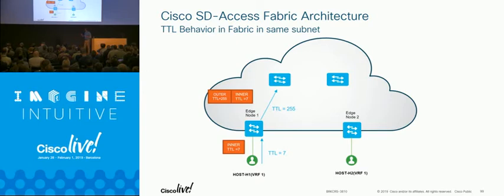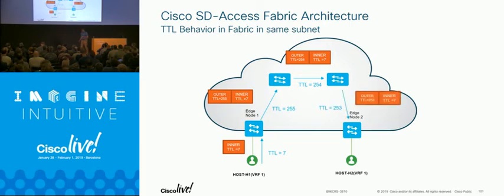And as it passes through the intermediate nodes, the inner TTL is never touched. The outer TTL is decremented. So that now when you do a trace route, you still get visibility into the underlay. So you see from 255, we went to 254, and then we come to 253. But the inner TTL always remains the same.